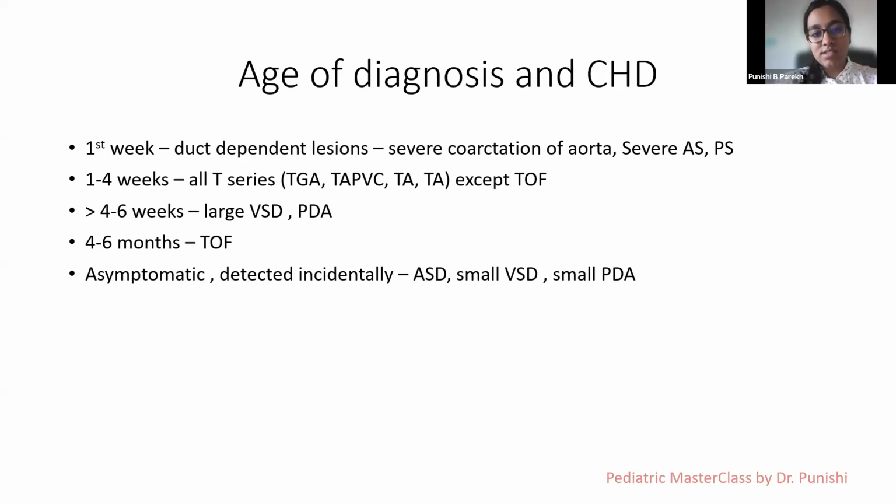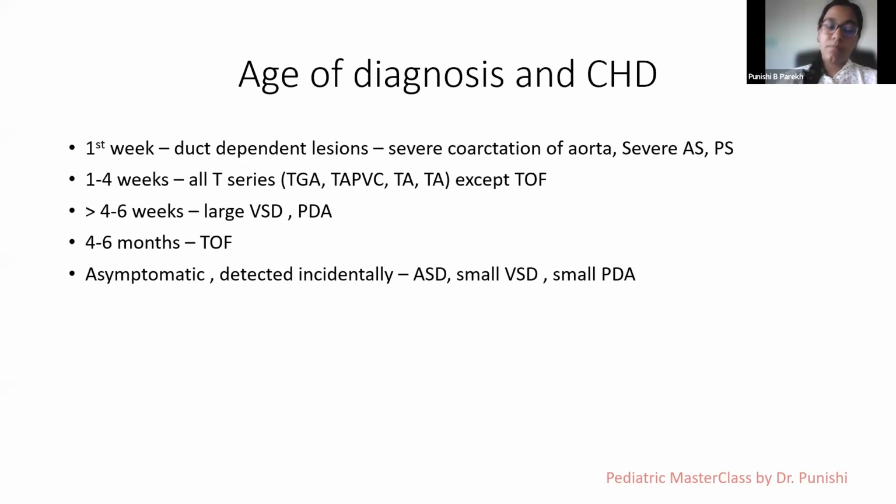If you have a large VSD or a large PDA, they usually present at about 4 to 6 weeks of age. There is a reason why these lesions present at this particular age, and we'll be seeing that in the following discussions. A lot of times when you have an ASD or a small VSD or a small PDA, they might go unnoticed because they're asymptomatic, or they might be detected incidentally. So this is the reason why you need to know at what age these cardiac symptoms started appearing first.